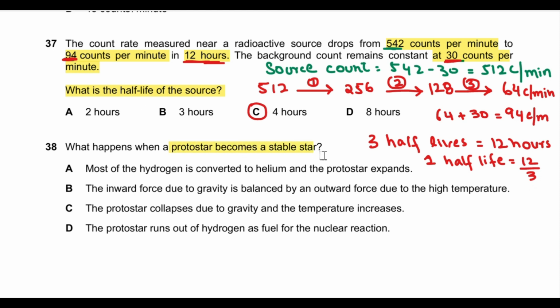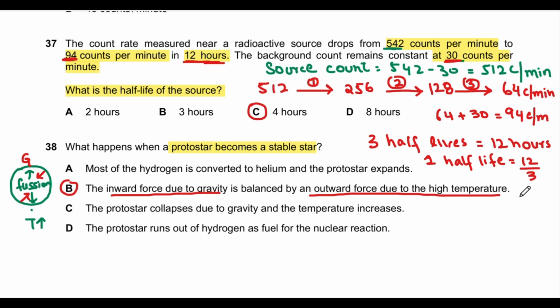Question number 38 says, what happens when the protostar becomes a stable star? In a protostar, we have a fusion process going on in which hydrogen and hydrogen are combining and producing a very large amount of energy, and the temperature inside is very high. Due to this high temperature, there is an outward force generated. When this outward force is balanced by the inward gravitational force, the protostar becomes stable. That means option number B is correct, which is saying the inward force due to gravity is balanced by outward force due to high temperature.